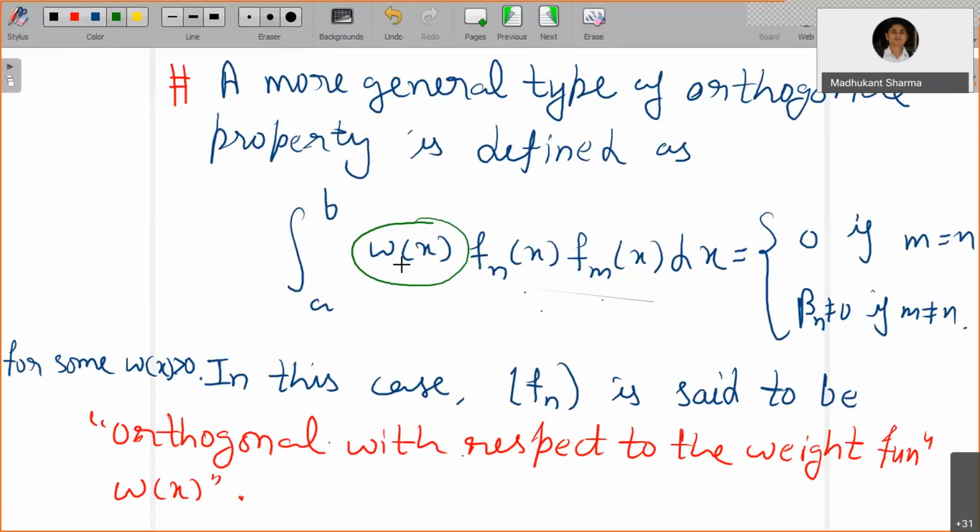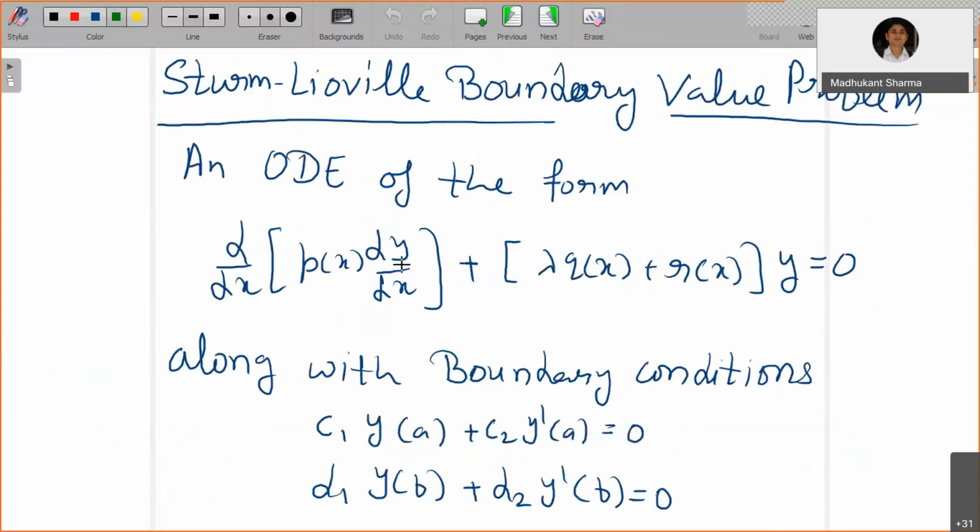Right. So now with this definition of orthogonal functions, we are in a position to solve the Sturm-Liouville boundary value problem. This is a very general form of the Sturm-Liouville boundary value problem. But you are going to work with a very specific type of Sturm-Liouville boundary value problem, at least in this course. I'm giving you a very general form, but we are going to restrict to a very special type of Sturm-Liouville boundary value problem. Right, so an ODE of the following form.